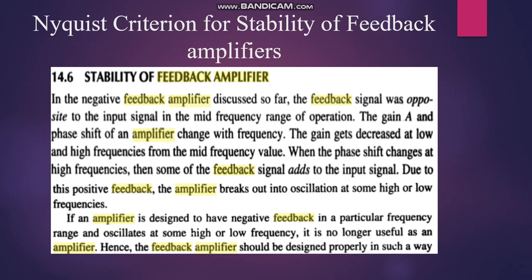So when the phase shift changes at high frequencies, some of the feedback signal is going to be added with the input signal. So due to this positive feedback, the amplifier is going to oscillate. It is not going to be an amplifier, but here we have to make it a feedback amplifier. So we have to use negative feedback only here. But when we use negative feedback at a particular frequency, it is going to oscillate again at some higher or lower frequency. So now we are not getting negative feedback here, and the amplifier does not act properly. So what can we do?